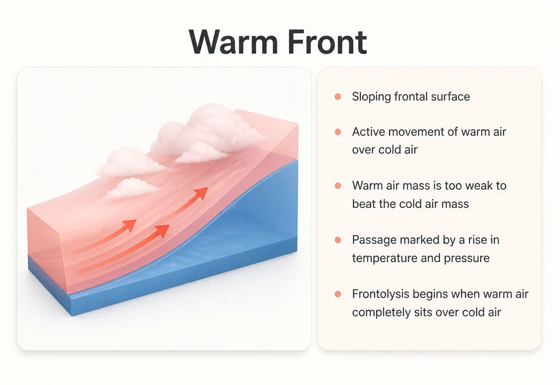Now let's look at the warm front. A warm front features a gently sloping frontal surface, along which warm air actively moves over cold air. Here, the warm air mass is trying to advance, but it's too weak to completely scour out the dense cold air mass at the surface, so it rides up over it instead. The passage of a warm front is marked by a rise in both temperature and pressure. Frontolysis begins when the warm air mass completely sits over the cold air mass on the ground.